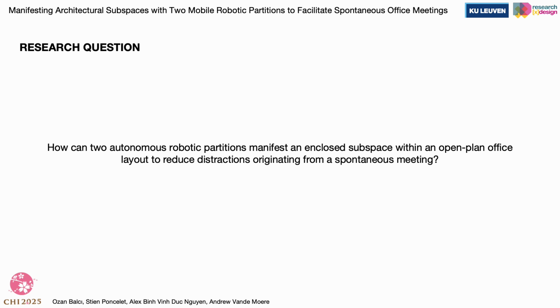To explore this, we conducted a semi-controlled user study by deploying two seemingly autonomous mobile robotic partitions in a relatively small existing open plan office, where they could manifest an enclosed subspace by forming four orthogonal boundaries. We invited 9 groups of 3 participants to engage in either a spontaneous meeting or focused work activity, while the partitions manifest subspaces based on different architectural strategies.